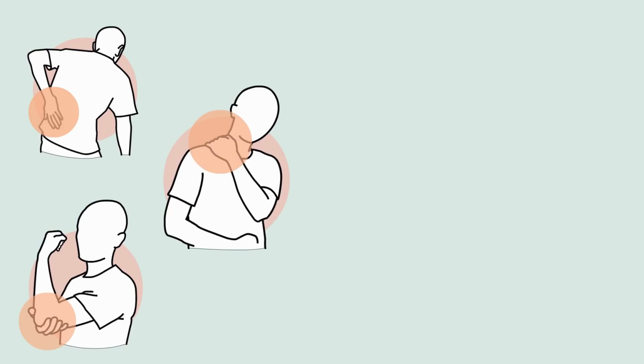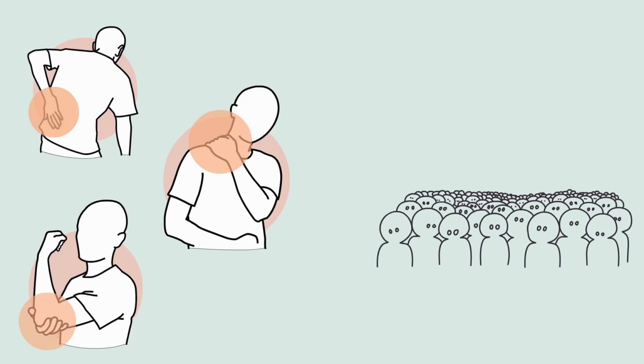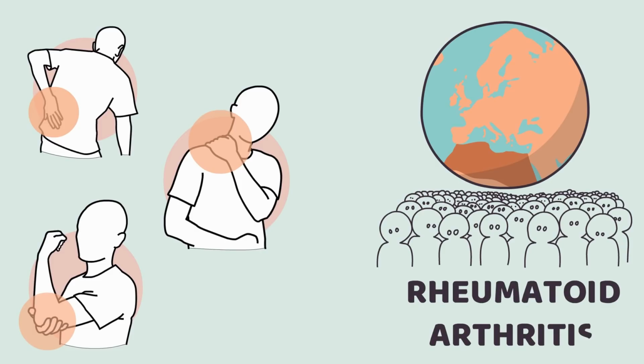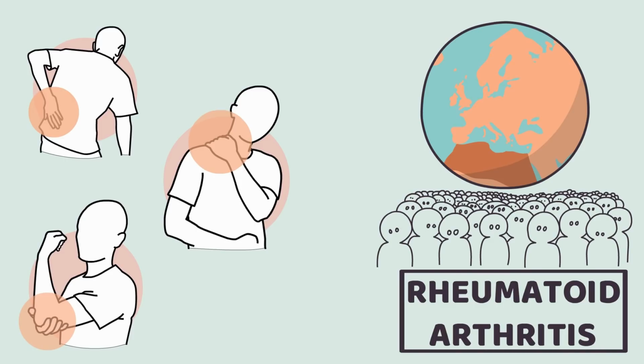Chronic joint pain caused by arthritis affects millions of people across the world every year. There are different types of arthritis, but in this video we will discuss one of the most common forms of arthritis, known as rheumatoid arthritis. We will talk about what rheumatoid arthritis is, what signs and symptoms you can develop if you have this disease, and how RA is diagnosed and what its treatment is.